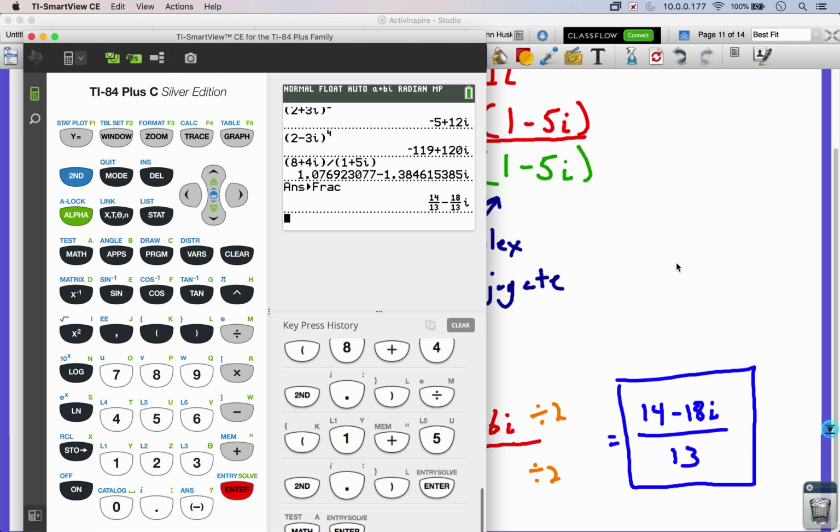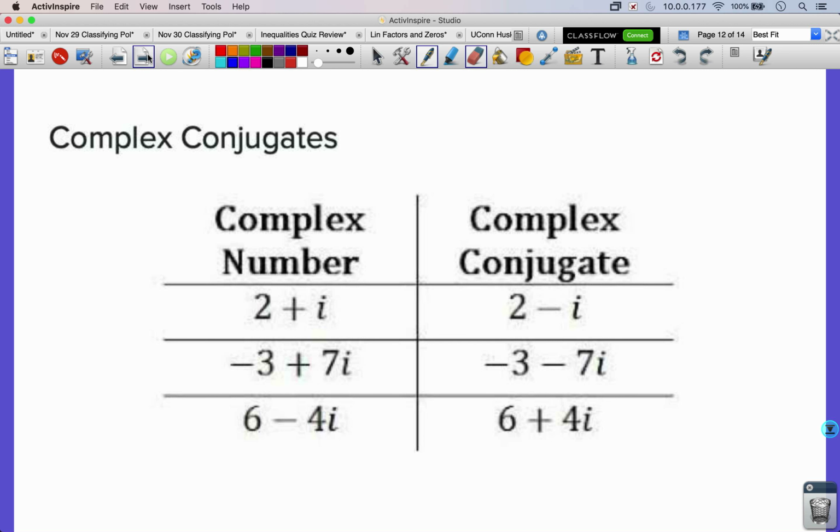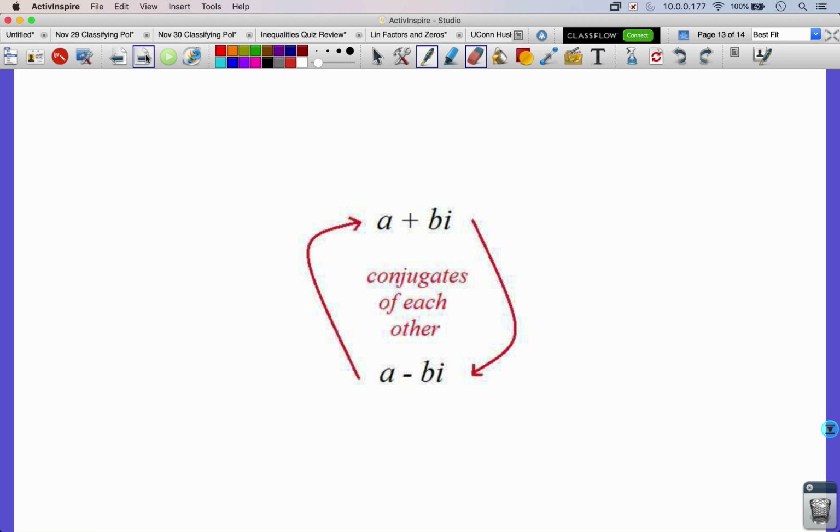So your calculator can do it, but it is useful to know how conjugates work and to be able to do this by hand. Again, you might have to do this on the non-calculator portion of a test too sometime. So here's just a table summarizing complex conjugates. All you have to do to find it is flip that middle operator. So 2 plus i becomes 2 minus i. 6 minus 4i becomes 6 plus 4i. One thing to recognize about conjugates is that conjugates are always conjugates of each other. It's a kind of cyclical pattern here.